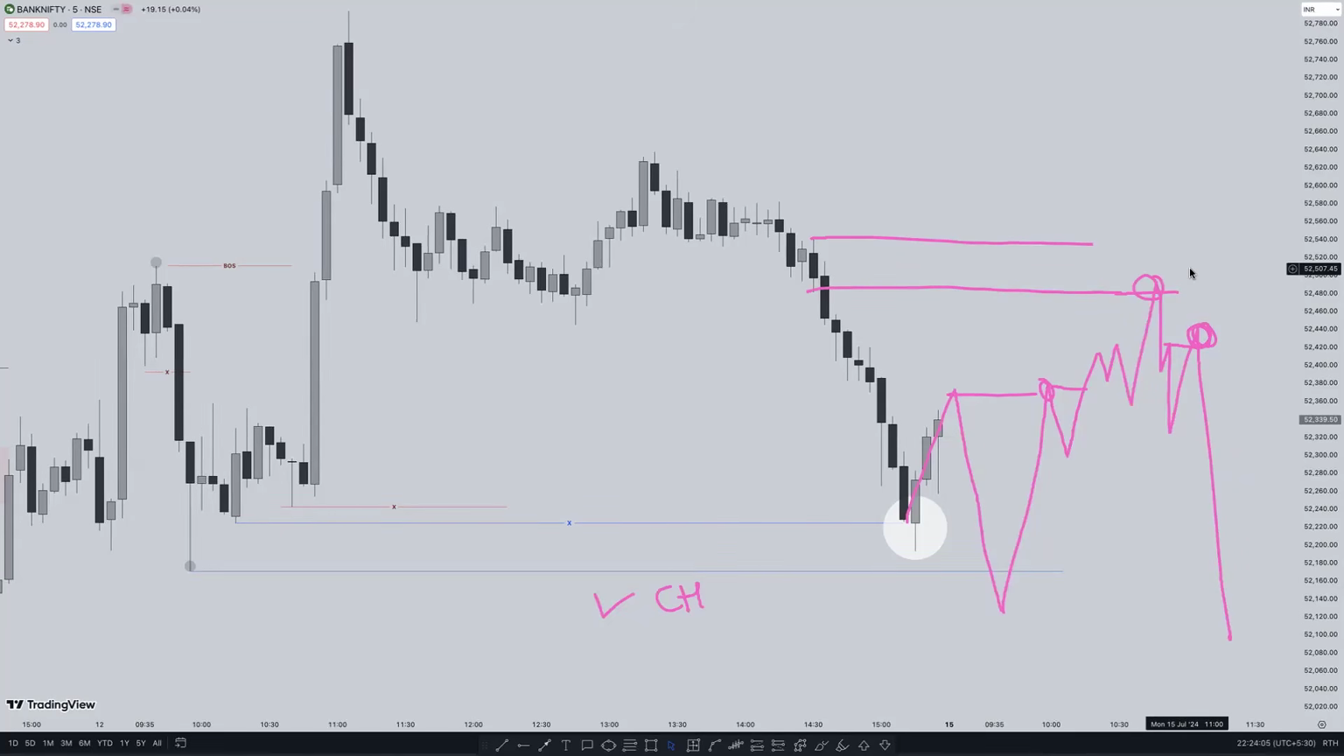If after inducement market doesn't create any pullback, then we go higher and then create a pullback. That's a first attempt or not.